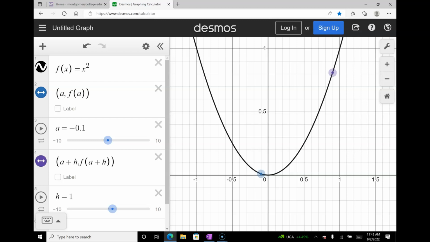Everybody okay? Play around with it. Change h. Make h go to 0, right? Change h, then change a. You'll see h kind of goes along with it, right? So if I move h to be 0.3, but then move a, look at those two, they stay 0.3 apart. You see what I mean? Is that working for everybody?